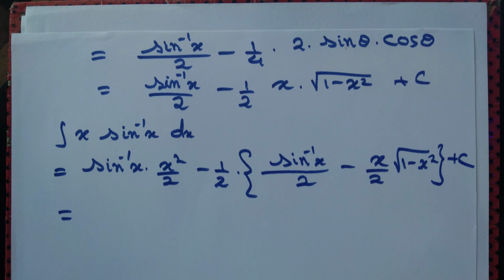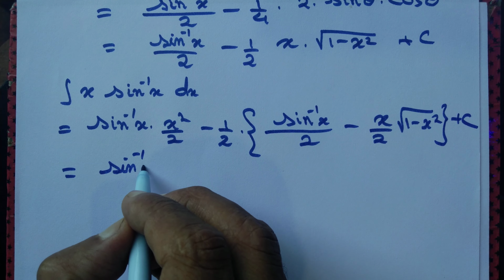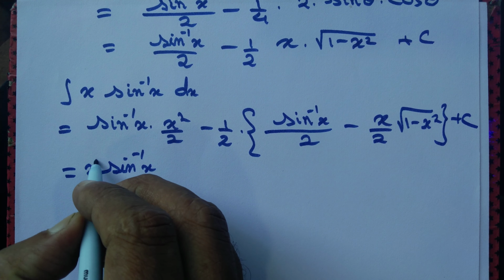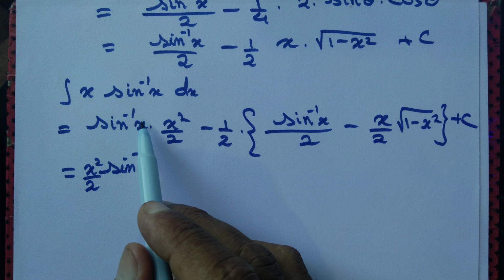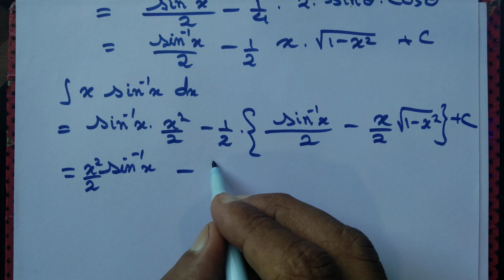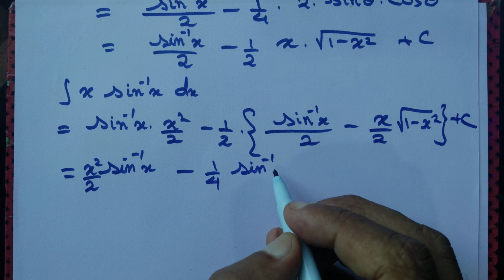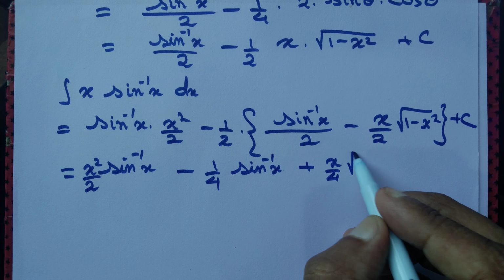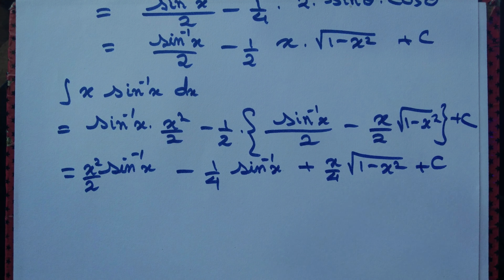Let's simplify it out. Sine inverse of x times x square by 2. Let's write x square by 2 to the front just to distinguish that x square by 2 is not part of this quantity, minus 1 by 4 sine inverse of x plus x by 4 root over 1 minus x square plus some constant of integration.